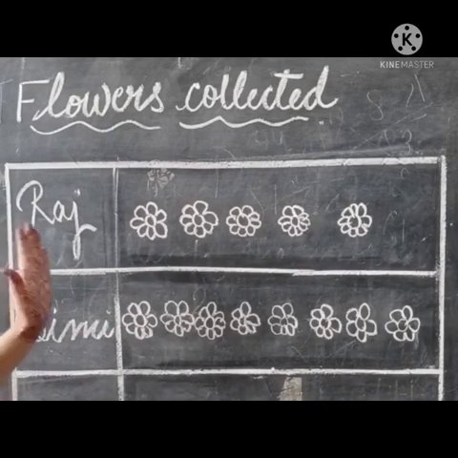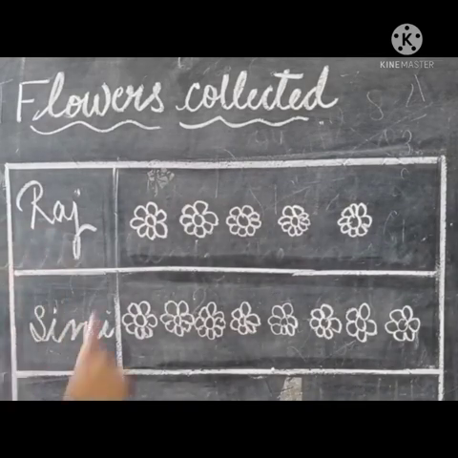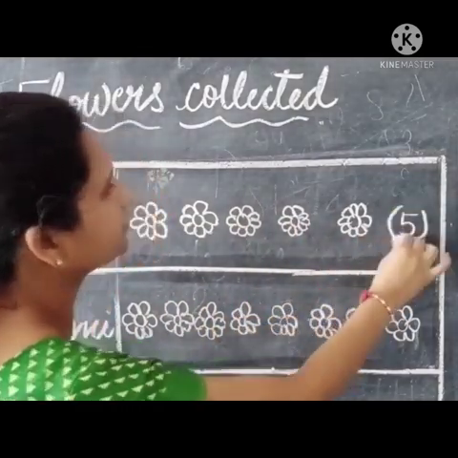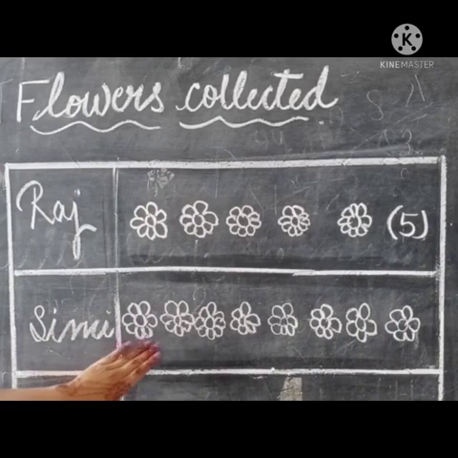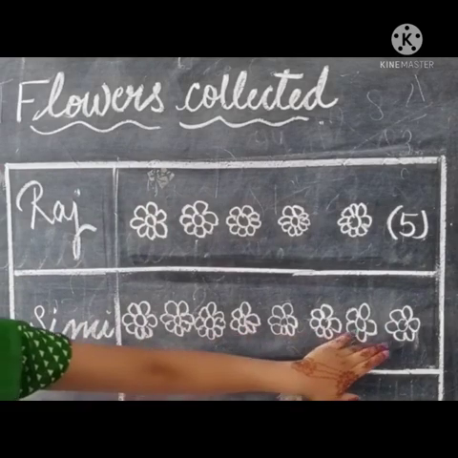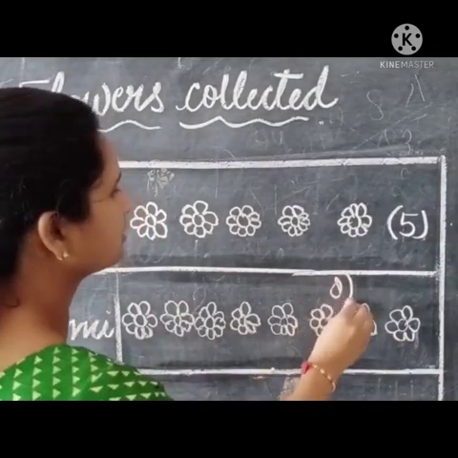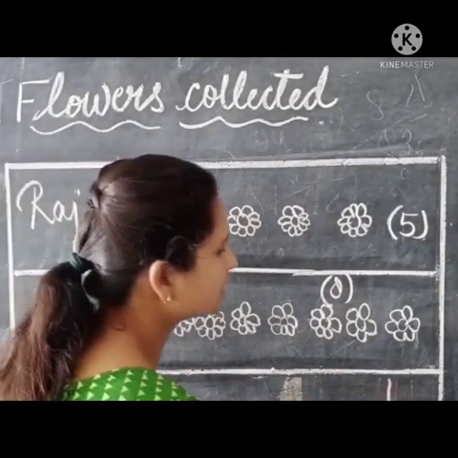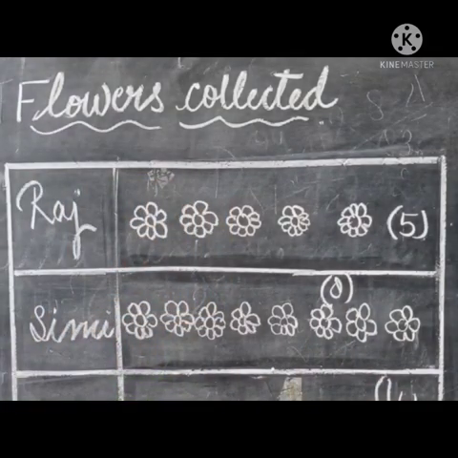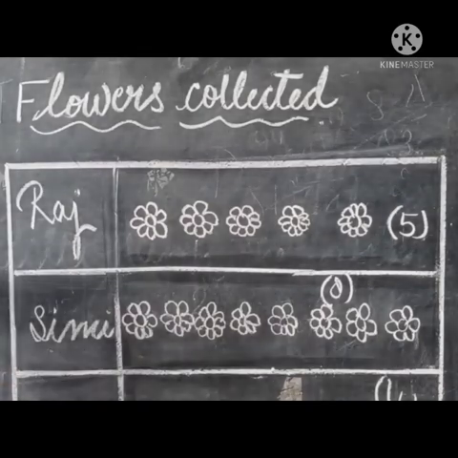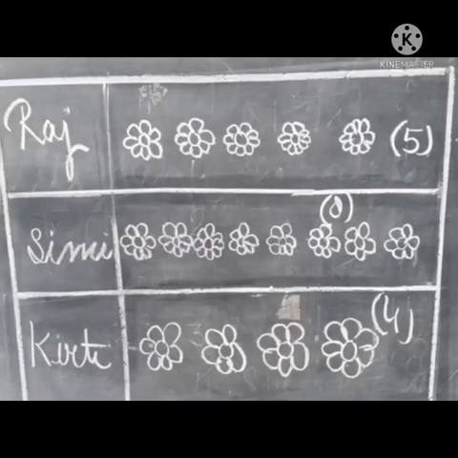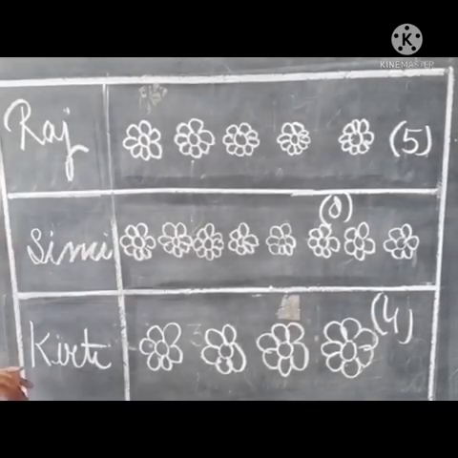Here you can count. Raj has collected 1, 2, 3, 4 and 5. Raj has collected 5 flowers. Simi 1, 2, 3, 4, 5, 6, 7, 8. Simi has collected 8 flowers. Kirti 1, 2, 3, 4. Kirti has collected only 4 flowers. So these are the number of flowers these children have collected, and we have shown this with the help of pictures. That is our pictograph.